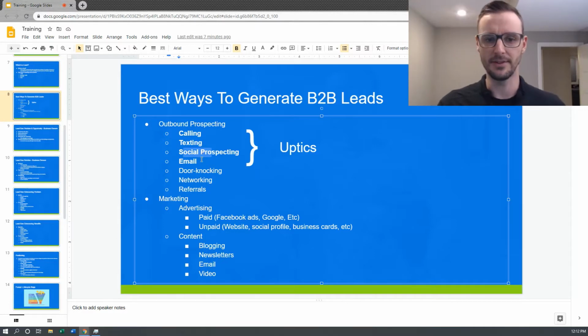ways to automate this. And then of course, there's always email: cold email, warm email, hot email. All of these pieces of the outbound prospecting process we actually solve with our software Uptics. We actually help automate all that. So those are the four core ways, especially when I was running my lead gen company, an outbound prospecting company. Those are the main ways that we helped companies generate leads.